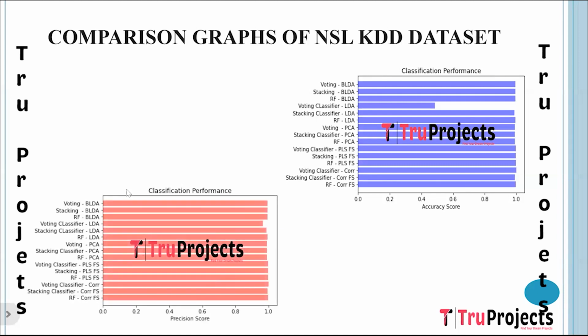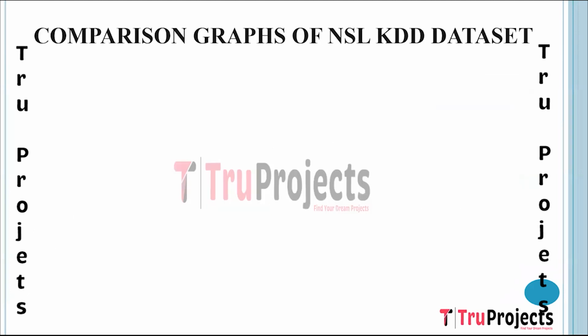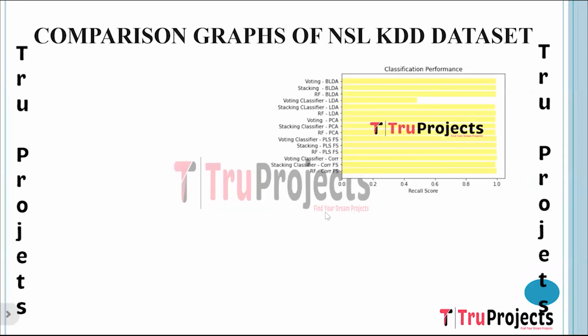This is a precision comparison graph. On the x-axis, we have precision score, and on the y-axis, we have algorithm name. Precision is a metric that assesses the accuracy of positive predictions made by the model. It calculates the ratio of true positives, correctly predicted positive instances, to the total number of positive predictions, true positives plus false positives.